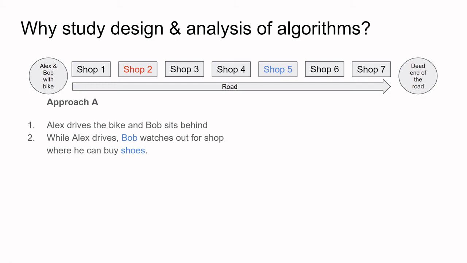So Alex would start at shop 1, he will move to shop 2, shop 3, shop 5. Meanwhile, Bob is looking for a shop which he knows sells the shoes. So he would ignore shop 1, shop 2, shop 3, shop 4. And the moment Alex reaches shop 5, Bob asks Alex to stop at shop 5 and buys the shoes.